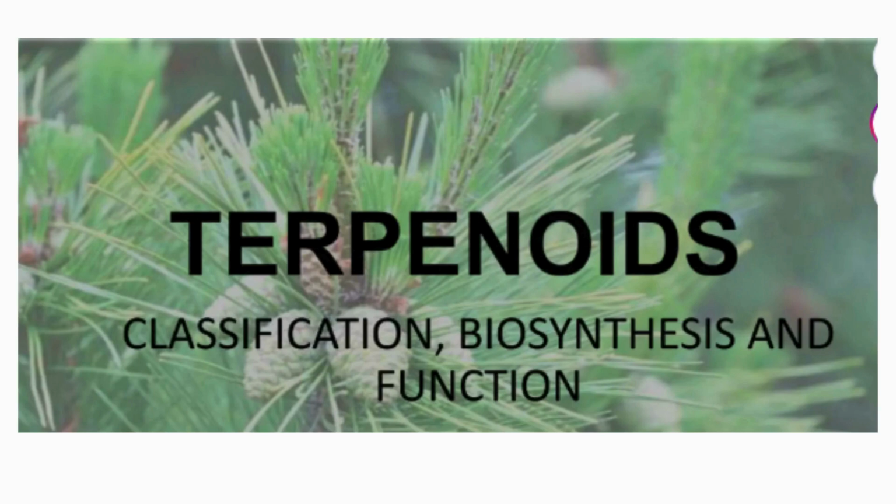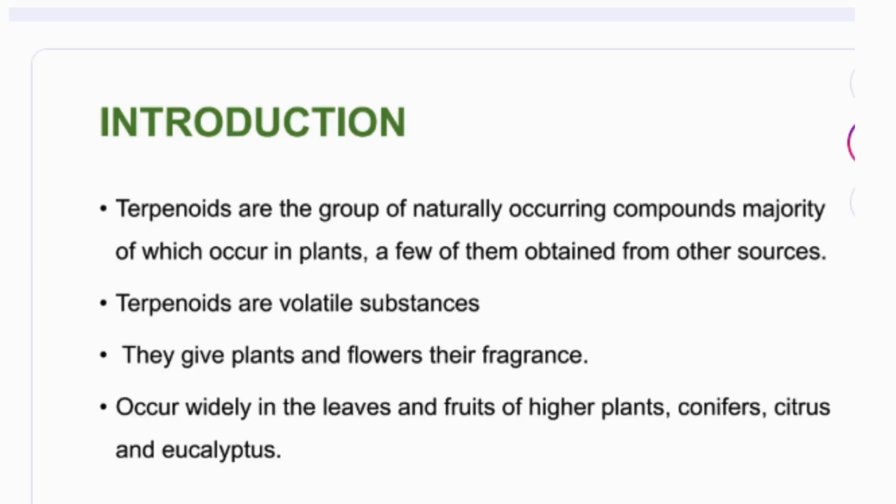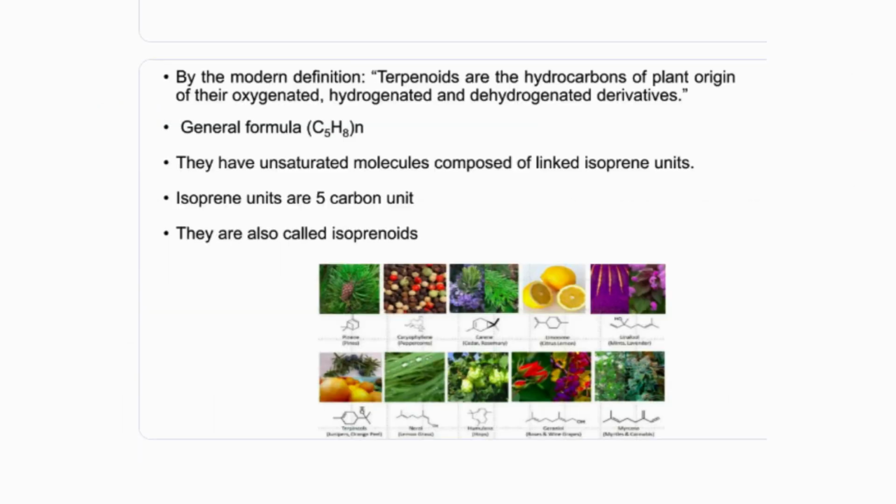So this topic is about the terpenoids, and we will discuss their basic classification, biosynthesis and function. Terpenoids are a group of naturally occurring compounds, the majority of which occur in plants. A few of them are obtained from other sources. Terpenoids are volatile substances. They give plants and flowers their fragrance. They occur widely in the leaves and fruits of higher plants, conifers, citrus, and eucalyptus plants.